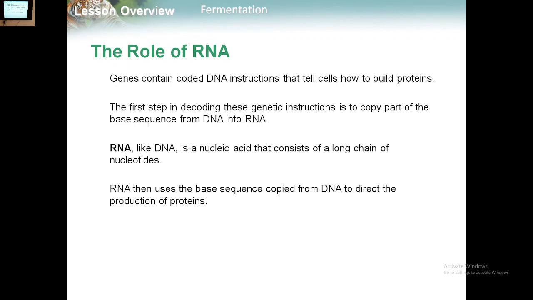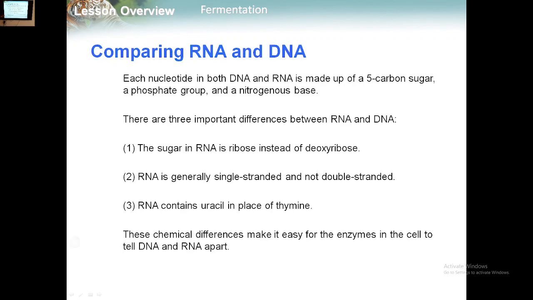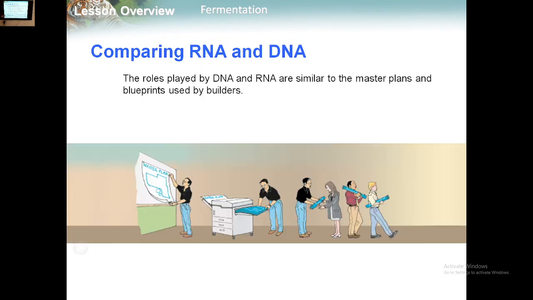RNA is a nucleic acid that consists of a long chain of nucleotides, but it's just one strand. RNA uses the base sequence copied from DNA to direct the production of protein. Each nucleotide in both DNA and RNA is made up of a 5 carbon sugar, phosphate group, and nitrogenous bases. The sugar found in the DNA is deoxyribose, while in the RNA it is ribose. Also, the RNA is single strand, while the RNA contains uracil instead of thymine.